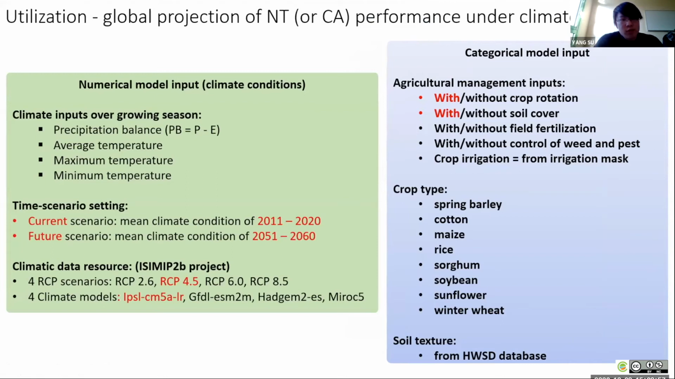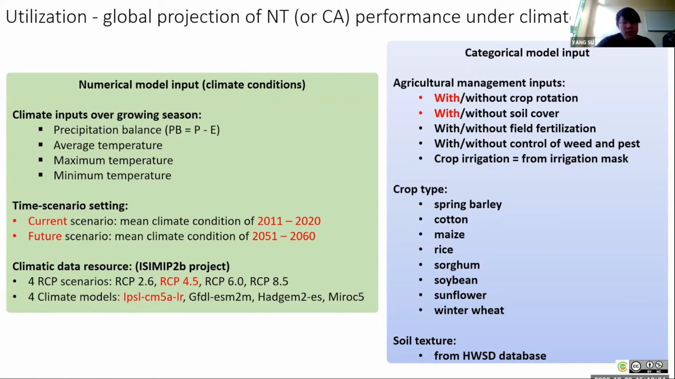After we trained the model, we use it to do the global projection of NT or CA performance under climate change. And here is our model setting. For numerical model setting or the climate conditions over growing season, it includes the same as before, like precipitation bands and the temperatures. And we set 2 time scenarios.